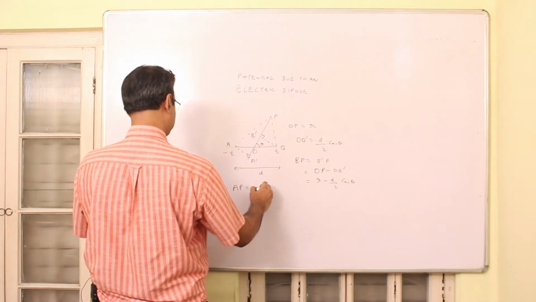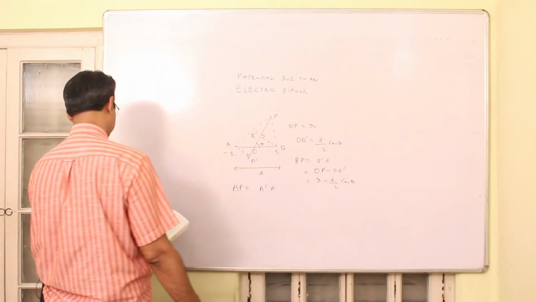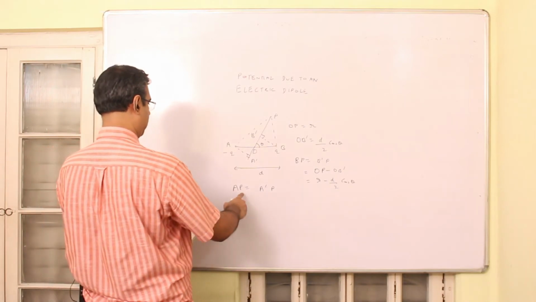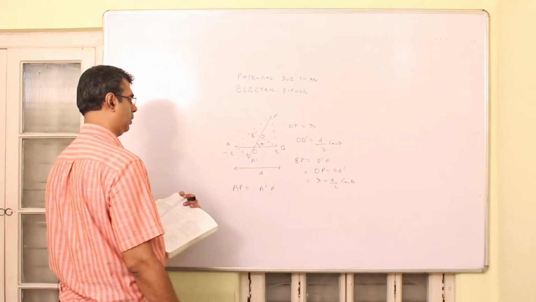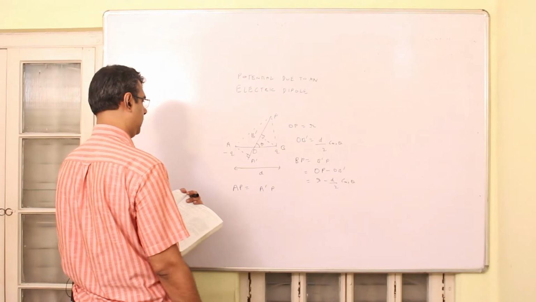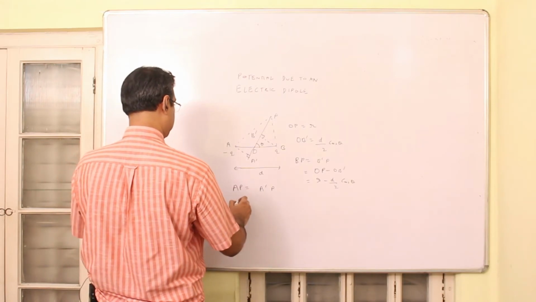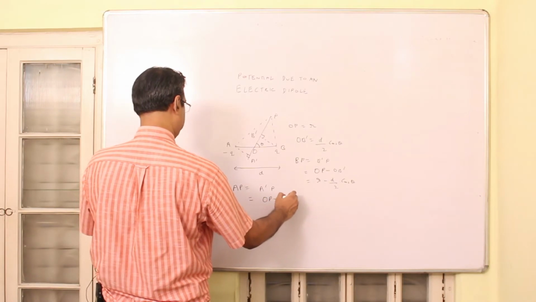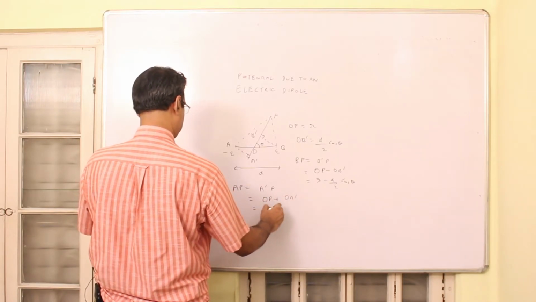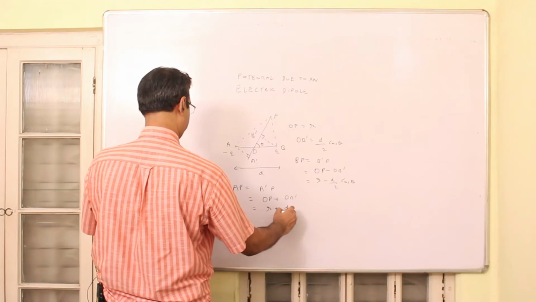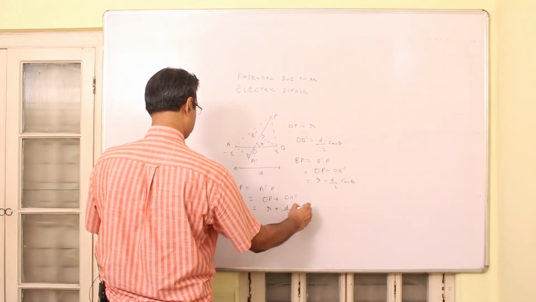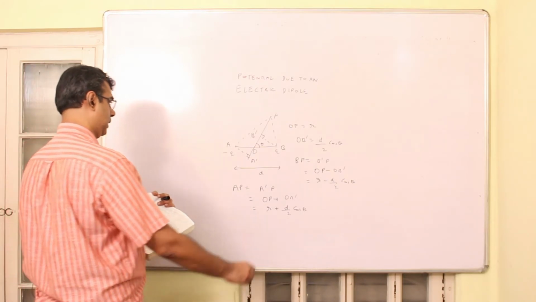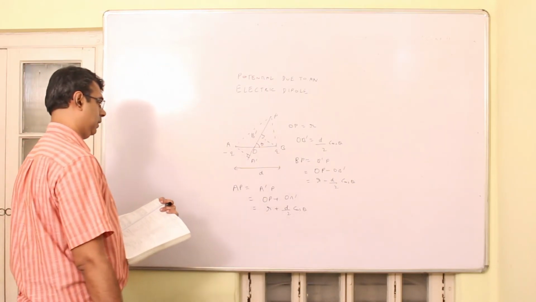Now AP, as you can see from this diagram, is equal to A dash P. Again, that is because the dipole is very small, so we can assume AP equals A dash P. Now in this diagram, you can see that A dash P is OP plus OA dash. OP is R. So OA dash, from this figure, you can see that it is half D cos theta.